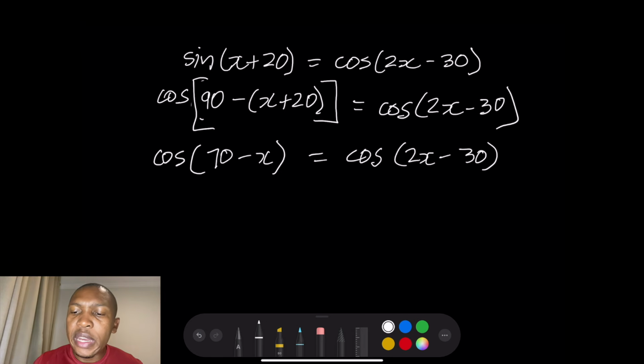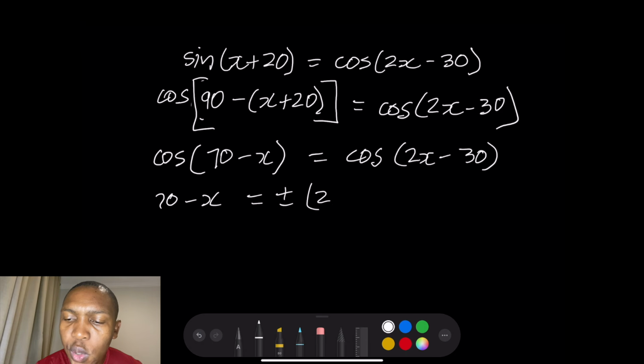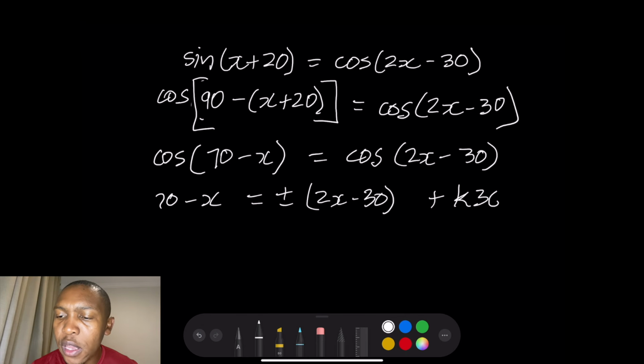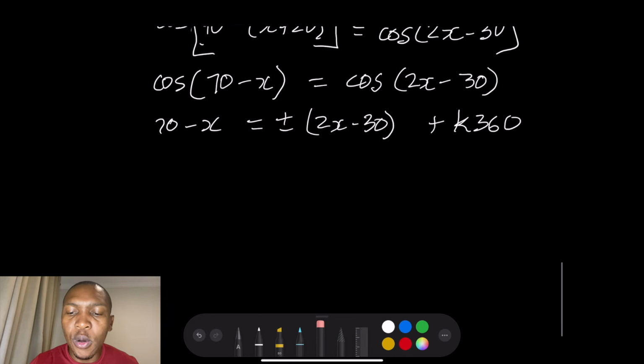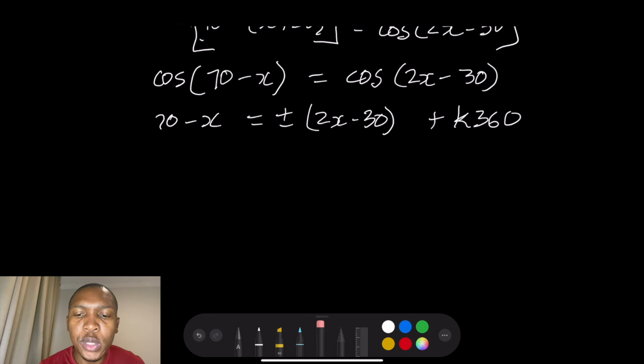So in this case, I can now drop down the ratios. So 70 minus x is equal to, now please remember, plus or minus 2x minus 30, and of course this means plus k 360. Of course, if you had chosen to convert both of them into sine, you would have the first solution, but the other one would be 180 minus. Perhaps I'll look at that a little later on, so that you know what to do when you've got sine.